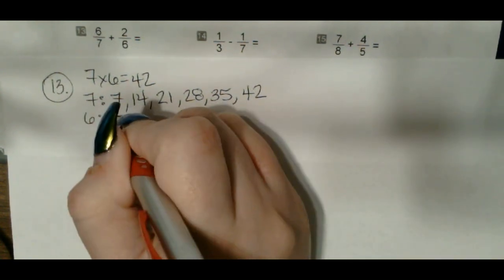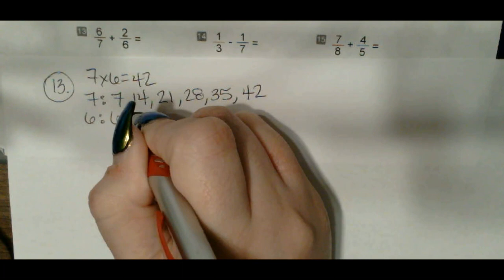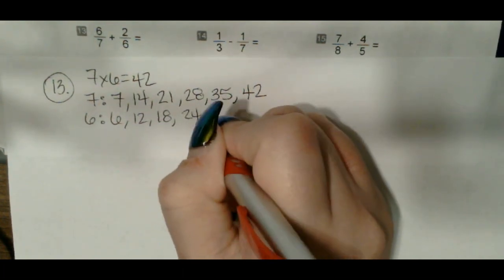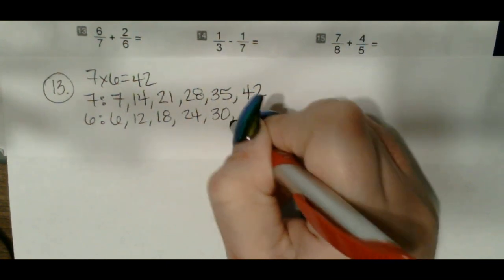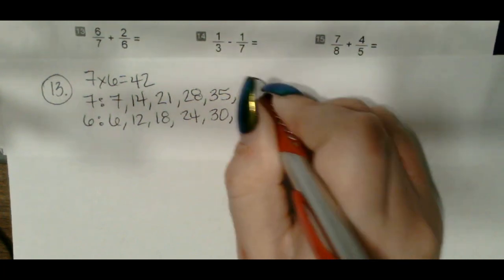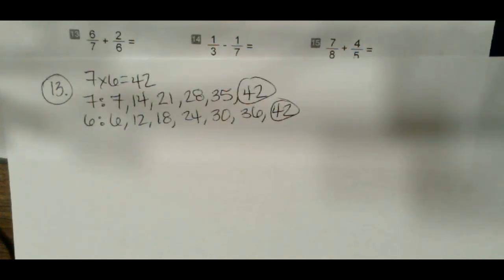For 6, 6 times 1 is 6. 6 times 2 is 12. 6 times 3 is 18. 6 times 4 is 24. 6 times 5 is 30. 6 times 6 is 36. And 6 times 7 is 42. Our LCD is 42. We proved it.